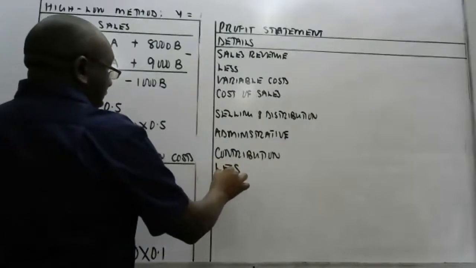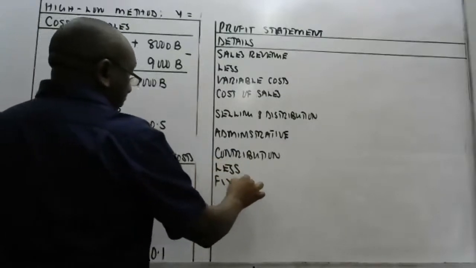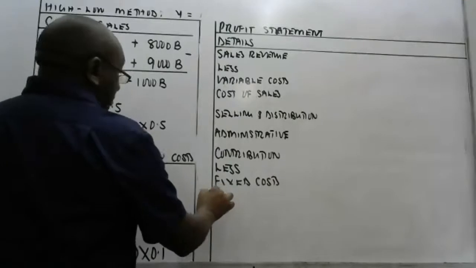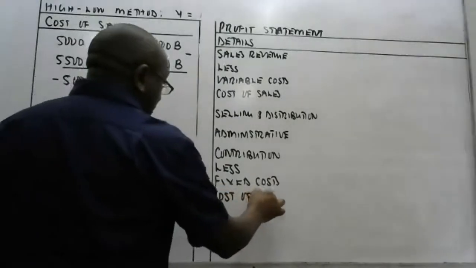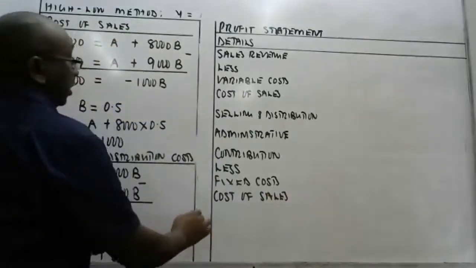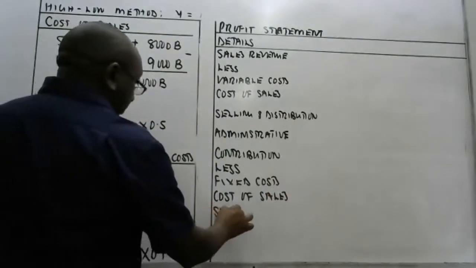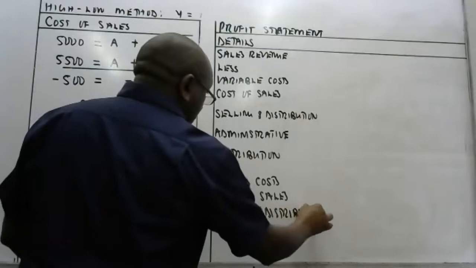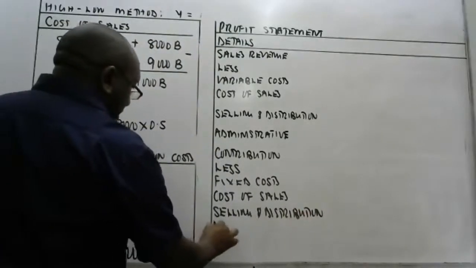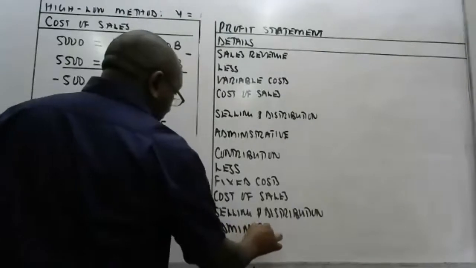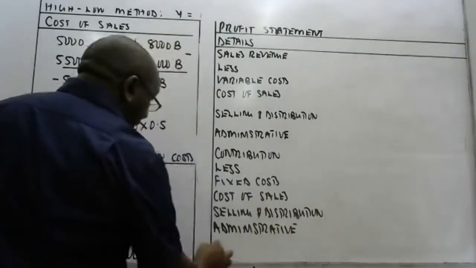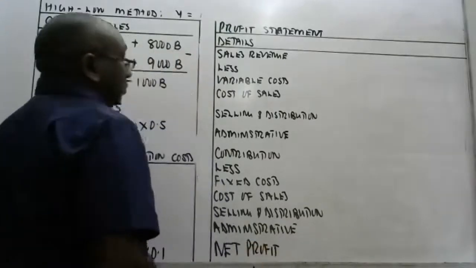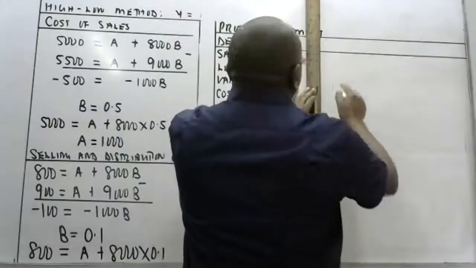Then I will say less fixed costs. So fixed costs, again, I begin with my cost of sales. Then I have selling and distribution. Then I have administrative, and that will give me a figure called net profit.